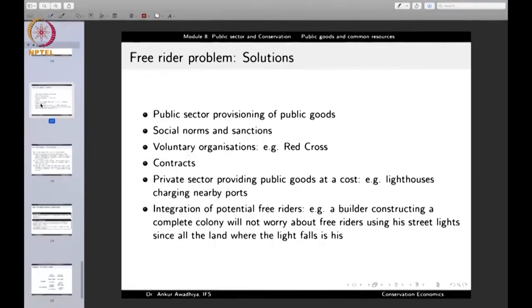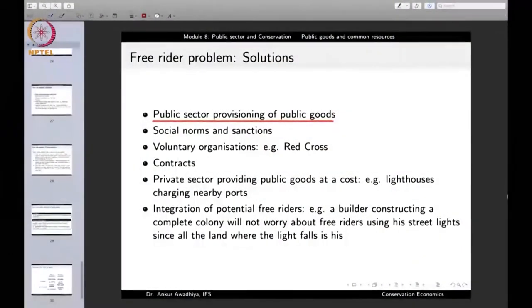Now, there are a number of solutions to the free rider problem. One is public sector provisioning of public goods. So in this solution, the public sector or the government provides the public goods. When we talk about things such as national defense, then it is the government's role to provide this good. When we talk about uncongested non-toll roads, roads that are joining villages in very distant areas, they are provided for by the government. And the government gets money through taxation. So in this way, this problem can be solved to quite an extent.